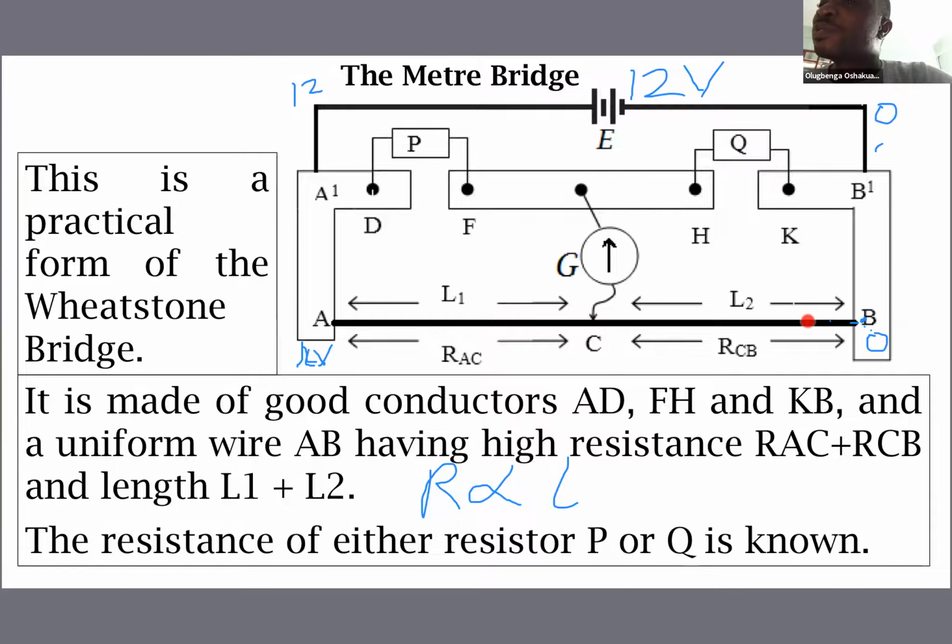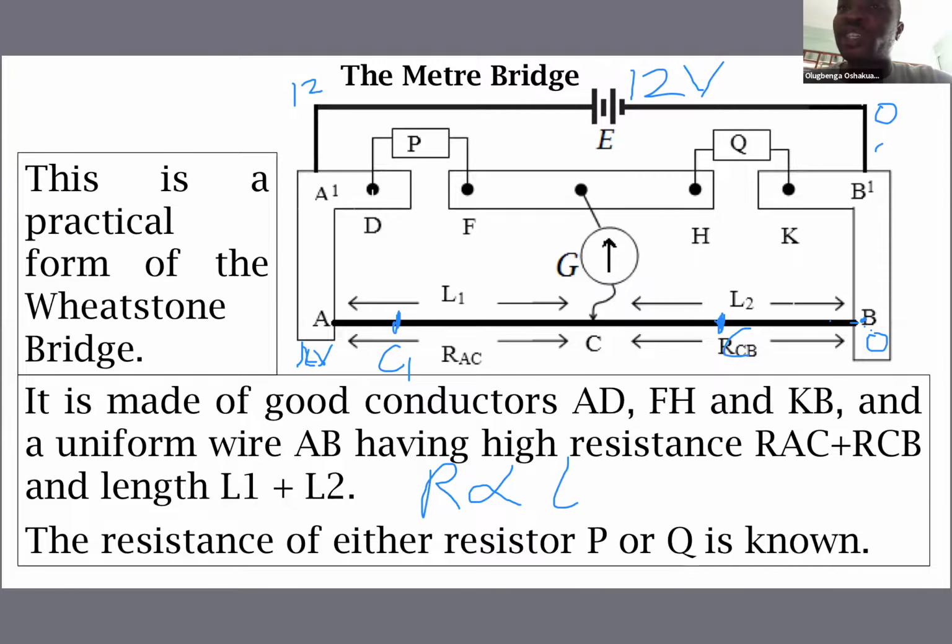When we slide the jockey close to B, we would expect the galvanometer to turn the opposite direction because currents will flow from G to the point C. Okay, let me take that again. Let's take 2 points here. Let's call this point C1, which has a potential that is greater than G. And let's take another point C2, which has a potential that is lower than G.